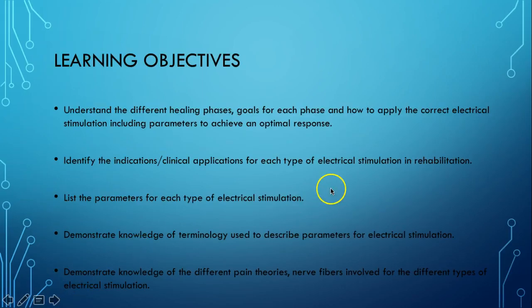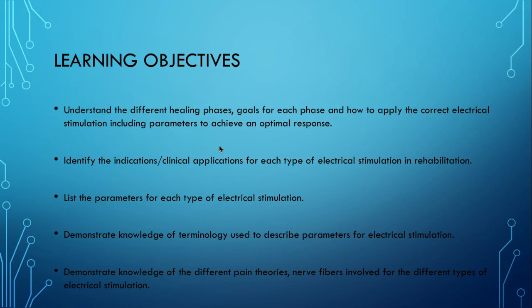So our objectives are to understand the different healing phases, the goals for each phase, and how to apply the correct electrical stimulation, including parameters to achieve an optimal response. So again, you're going back to the acute inflammatory phase, the proliferation phase, and the maturation phase. And for each of those phases, based on those goals, is how you're going to determine what type of electrical stim and what type of parameters you're going to use. Not much different than when we talk about ultrasound or soft tissue mobilization.